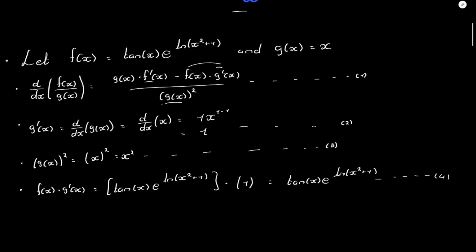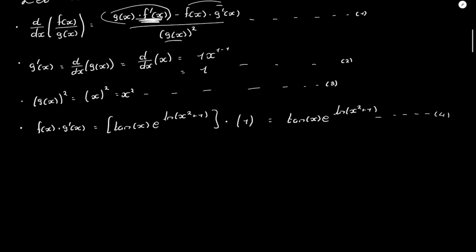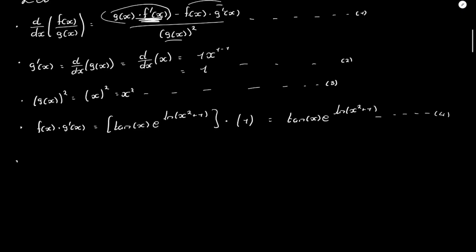So if you notice, we have already calculated our first term and our second term. All that remains is this term. But in order to calculate this term, we first need to calculate f prime of x. So let's work it out. First of all, let's recall what f of x is. f of x is the function tan x e to the ln of x squared plus 1.